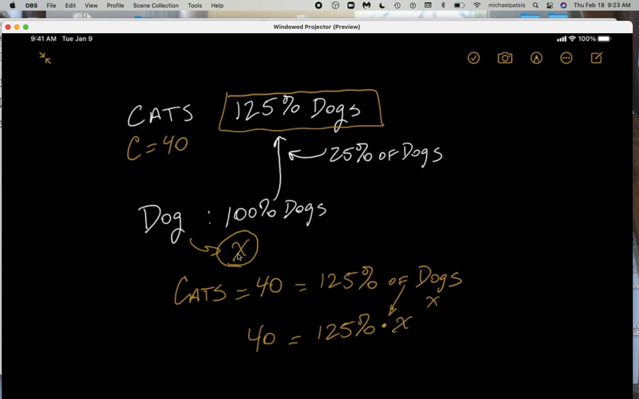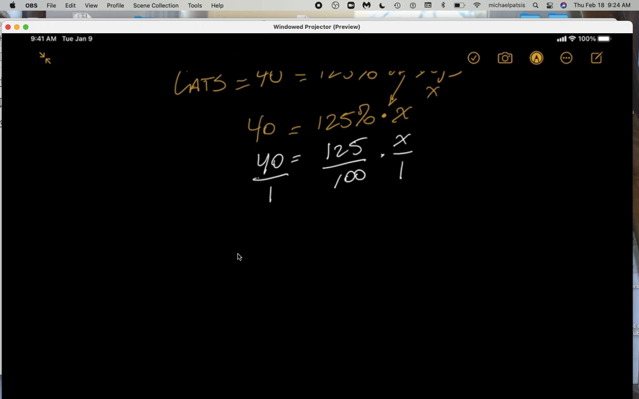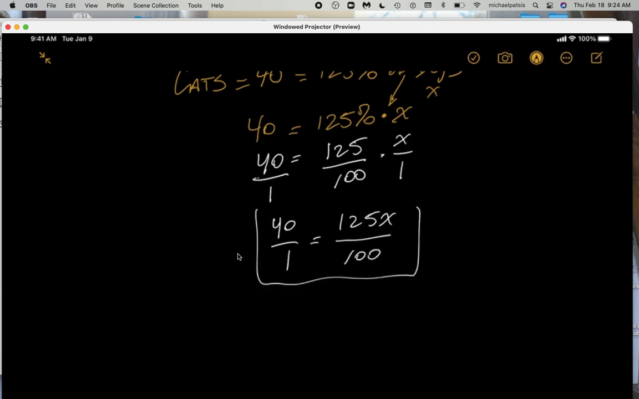You know how to handle this. How do we do that? We change the percent sign to division by 100. We put X as X over 1, and we put 40 as 40 over 1. 40 over 1 equals 125x over 100. We cross multiply because we have two fractions facing each other with an equal sign in between.